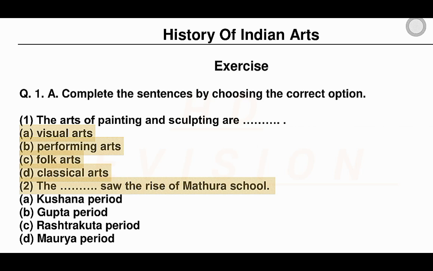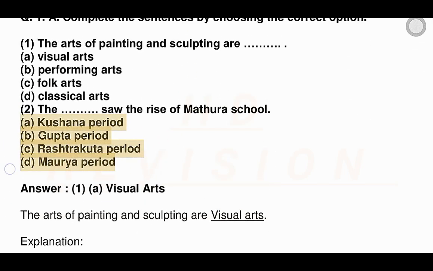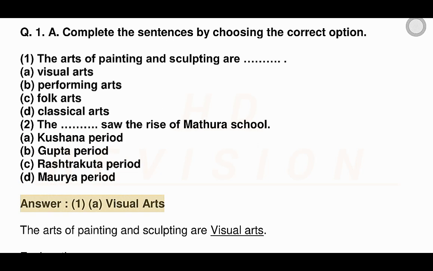2. Saw the rise of Mathura school. A. Kushana period. B. Gupta period. C. Rashtrakuta period. D. Maurya period. Answer. 1. A. Visual arts. The arts of painting and sculpting are visual arts.